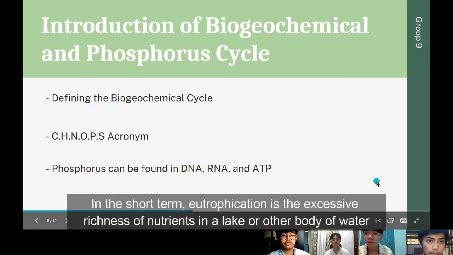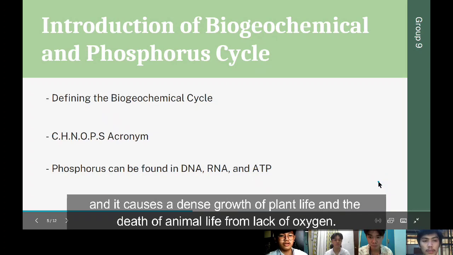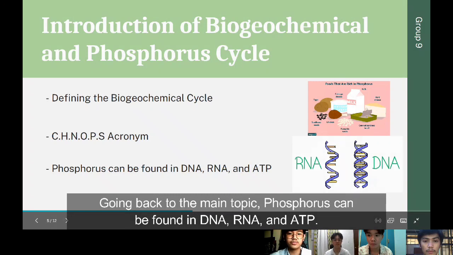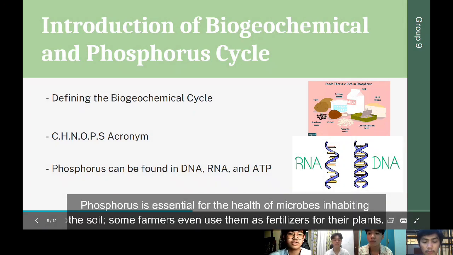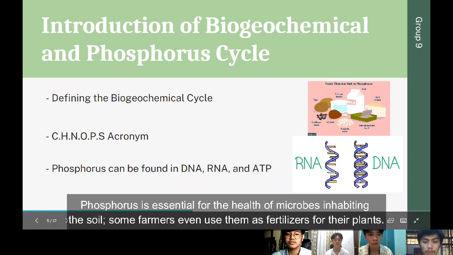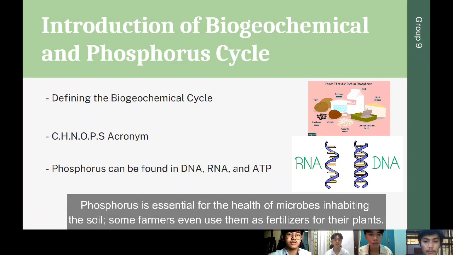In short, eutrophication is the excessive richness of nutrients in a lake or other bodies of water, and it can cause a dense growth of plants and death in animals from lack of oxygen. Going back to the main topic, phosphorus can be found in DNA, RNA, and ATP. Phosphorus is essential for the health of microbes inhabiting the soil. Some farmers even use it as fertilizer for their plants.